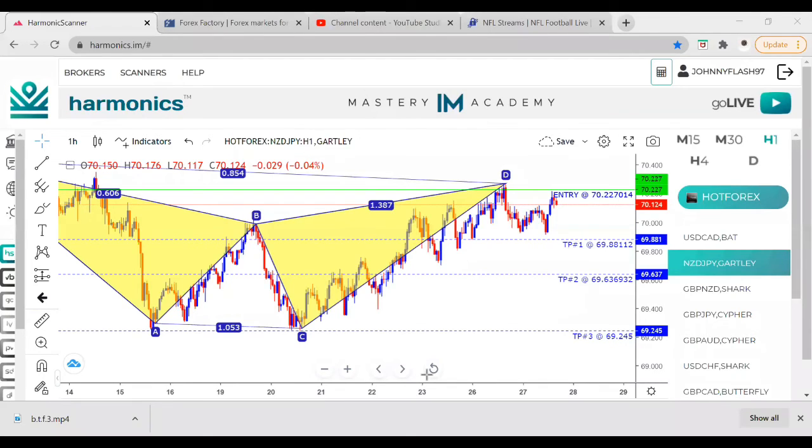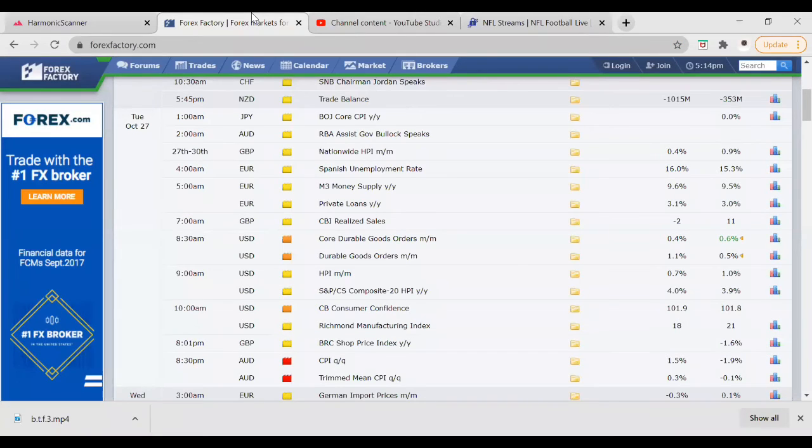TP1 always. You can use whatever lot size you want. AJ was a buy, yes. AUD-JPY is a buy. Let's see. And we got news later today at 8:30 for AUDs.